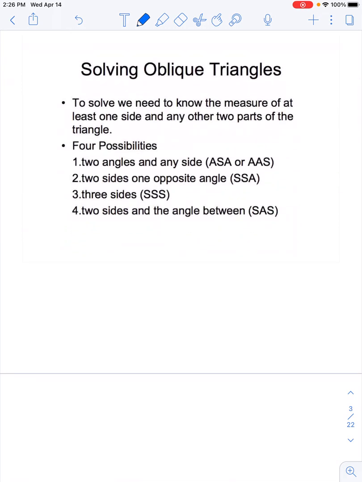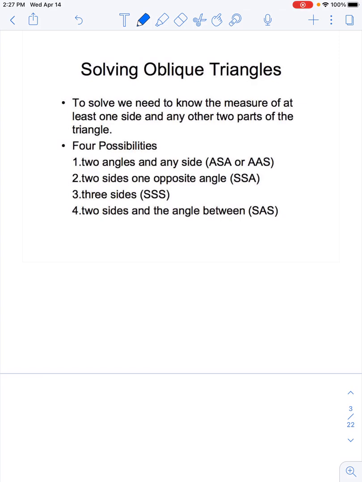To solve oblique triangles, we need to know the measure of at least one side along with any other two parts of the triangle. There are four possibilities. We could be given two angles and one side, two sides and one angle, three sides, or two sides and the angle in between.